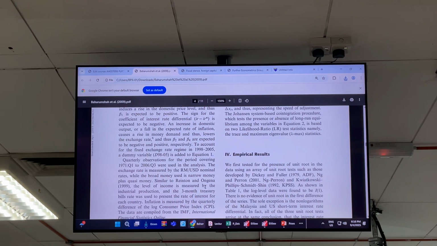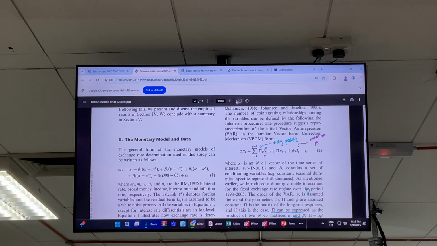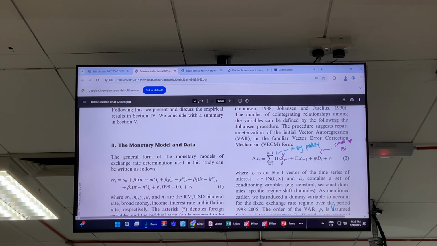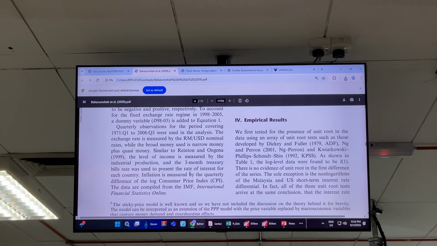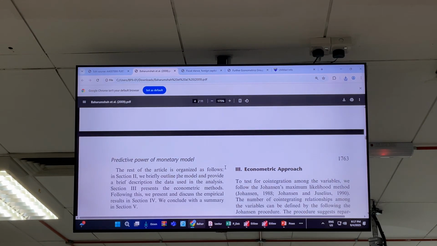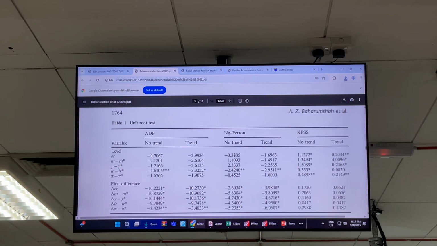These are the models. In journal articles they present their models, and then you read how they define the variables, and where the sources are, right? From International Financial Statistics, IMF, this is how they report. And then here, the unit root test, using the ADF test and PP test, and they report it in a table.